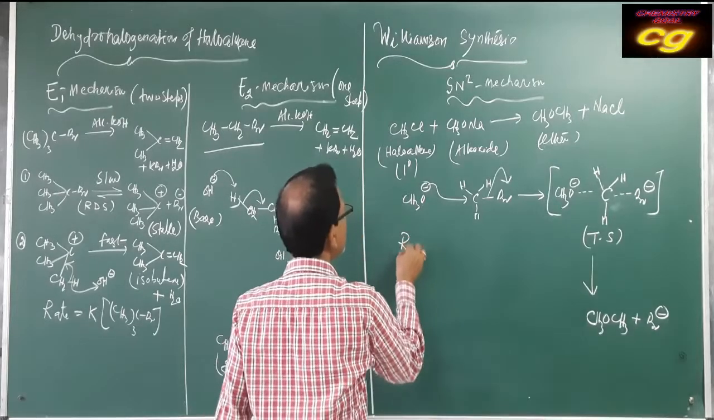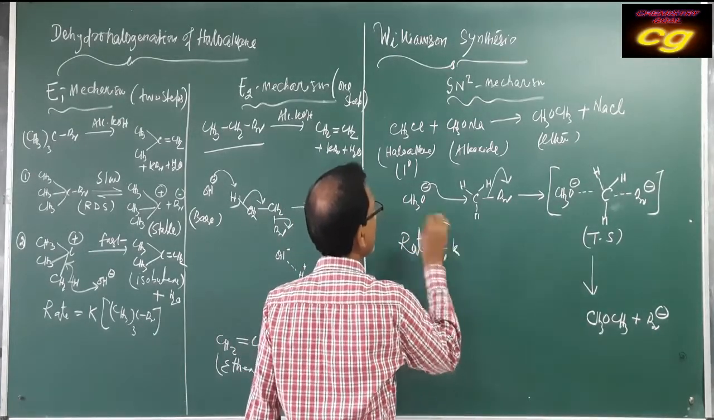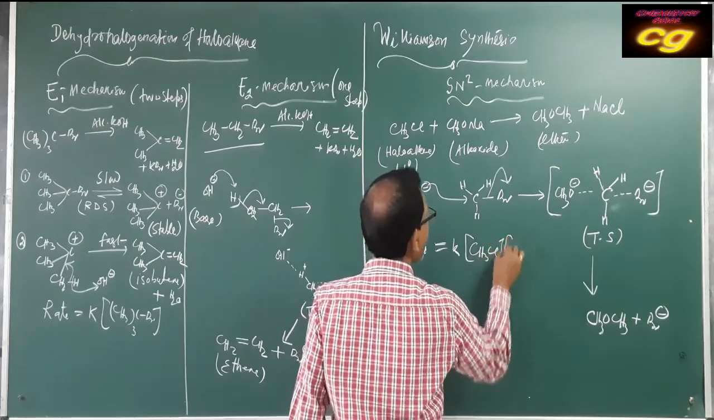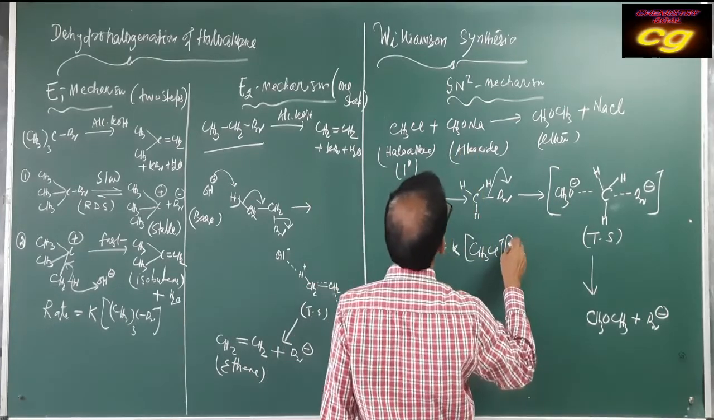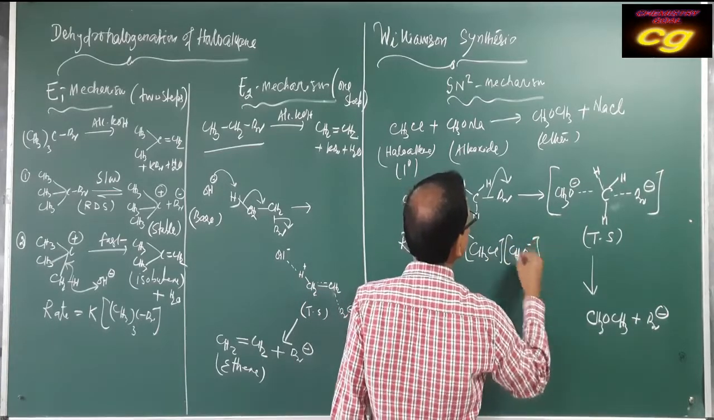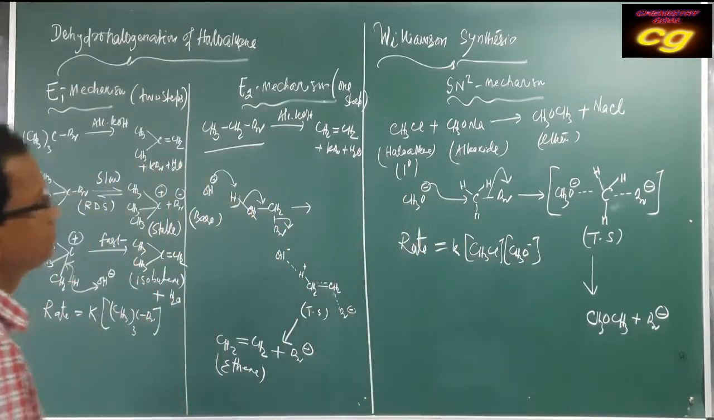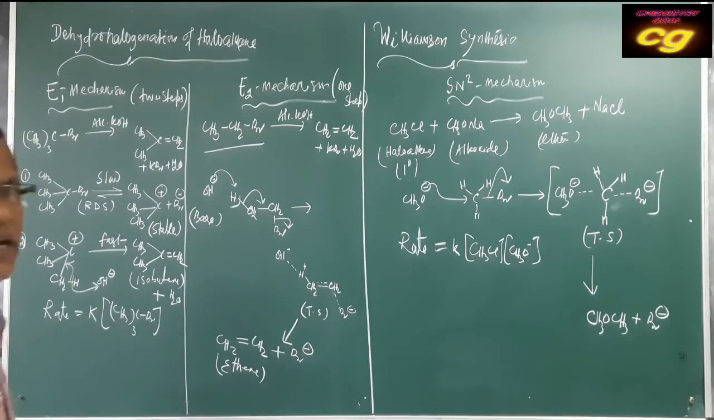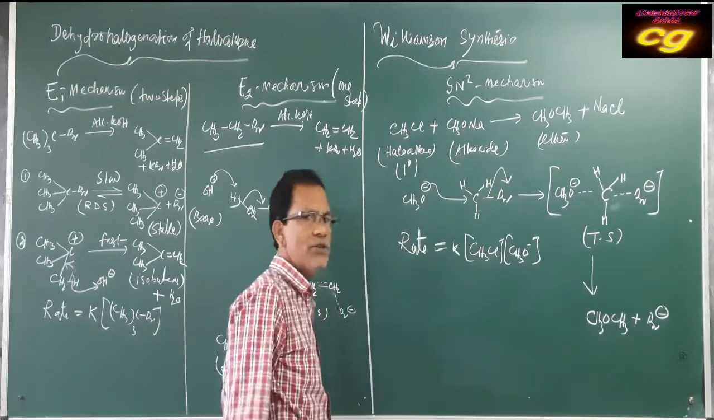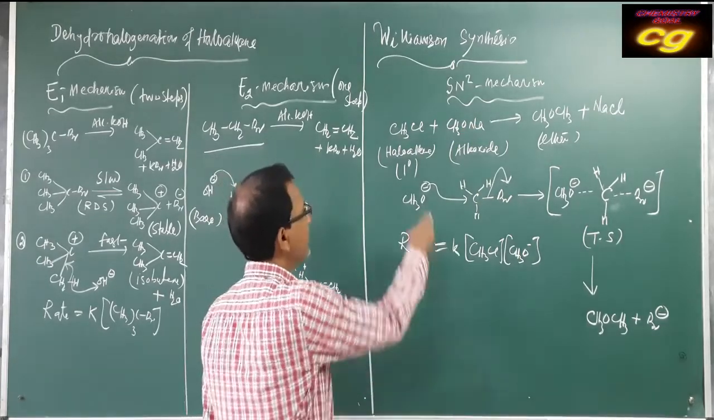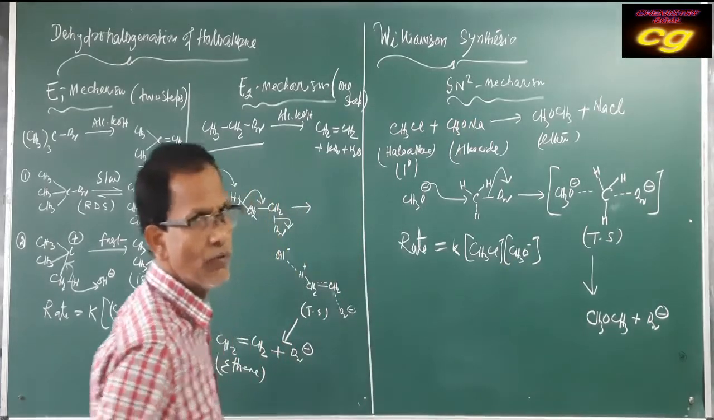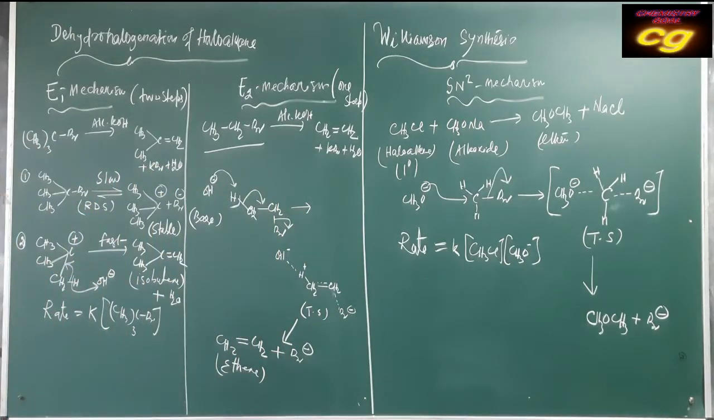So here rate will be k times the concentration of substrate and the concentration of nucleophile, that is CH3O minus. Both concentrations matter. That's why this is called SN2 mechanism. Bimolecular: it depends upon the concentration of haloalkane and the concentration of nucleophile RO minus. That's why it is SN2 mechanism.